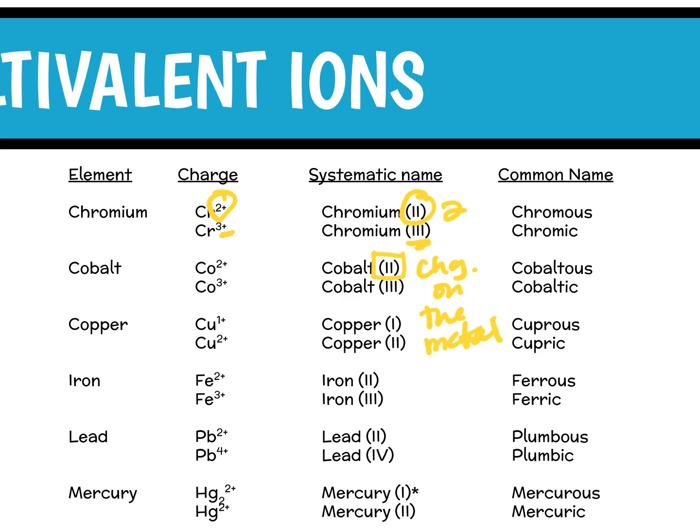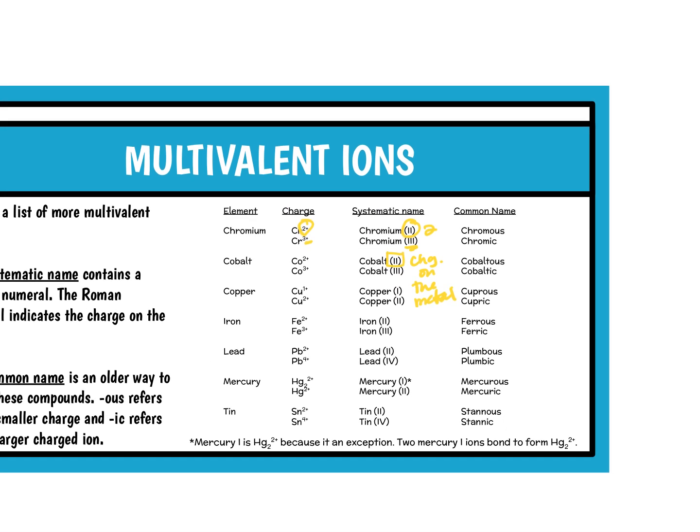And then over here, if we look at the common names, the common names are kind of just the old-fashioned names. So like chromous or chromic, and then like cuprous and cupric or ferrous and ferric, okay? So you might have heard some of these names before. And this is just their old-fashioned names. We don't really use them that much anymore.